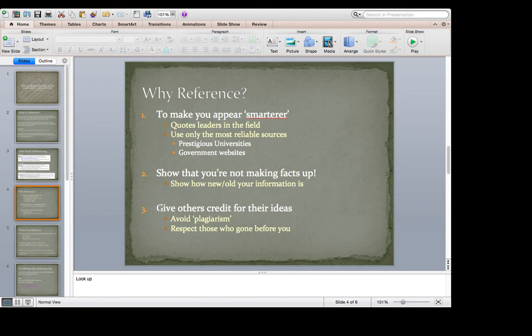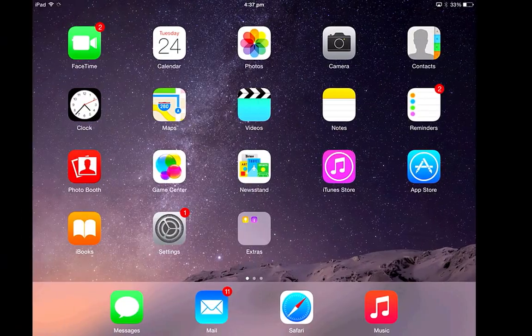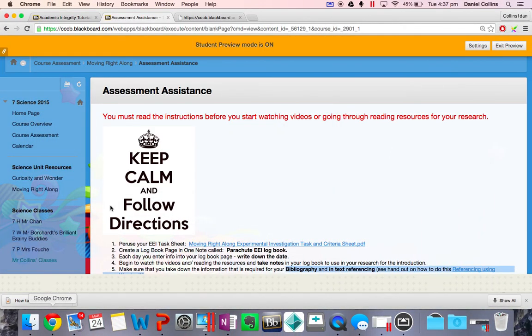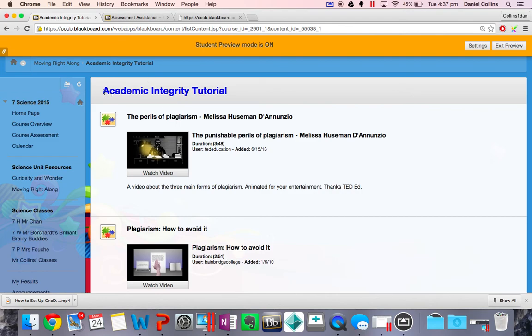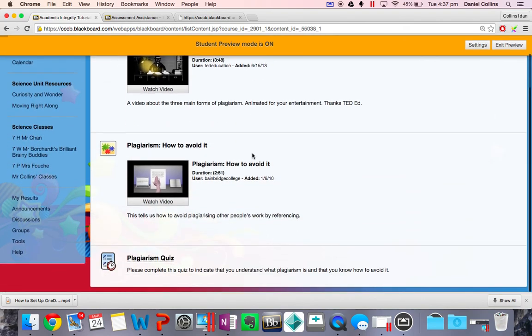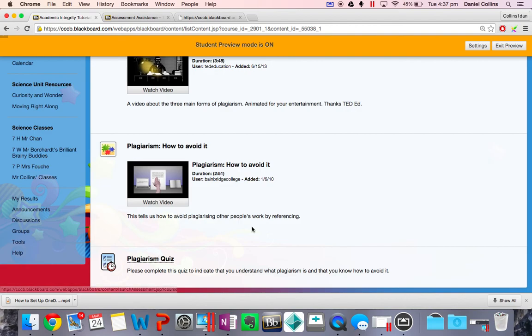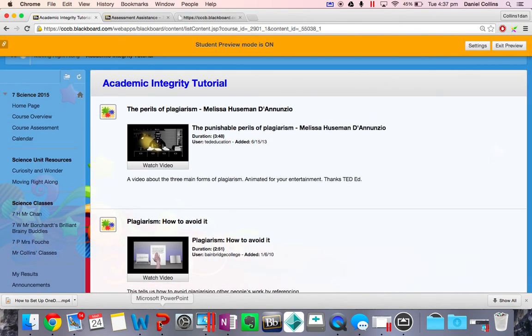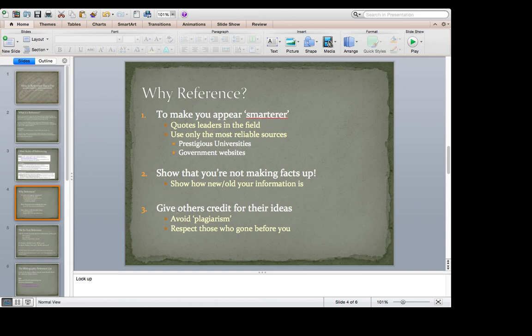What is plagiarism? Well, plagiarism is when you use someone else's work without giving them any credit, like a high five for what they've done. Now, that's actually a serious problem. And even if you have kind of given them credit, but you haven't done it properly, it's what's called plagiarism. And you can find out some information about plagiarism or academic integrity under year 7, Moving Right Along, academic integrity tutorial. You can watch some videos, you can do a plagiarism quiz at the end there. We've got that set up for you. So let's go back to the PowerPoint.